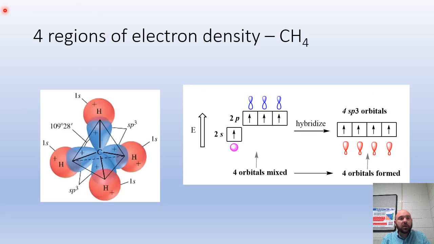We show again here with the methane molecule how 4 regions of electron density, or 4 sigma bonds, will require the use of 4 different orbitals, 1 of the s's and 3 of the p's, in order to form 4 sp3 orbitals.